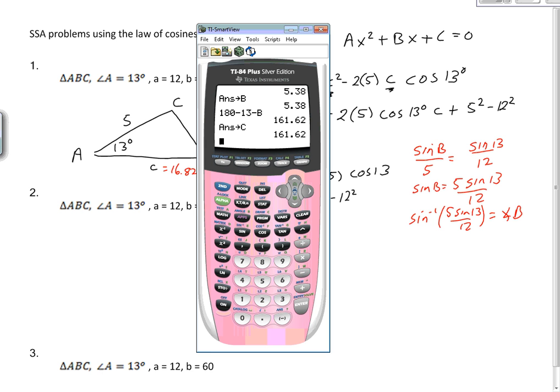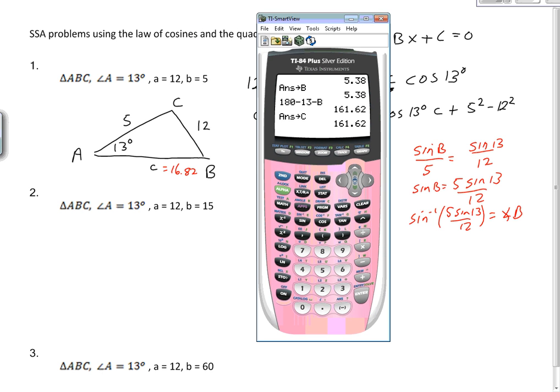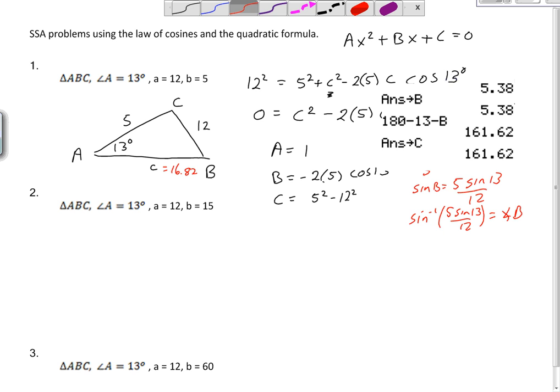Here's one thing that I'd like you all to be doing: solve that, save that over there. I'm going to show you how to check this, that I don't think a lot of students have been doing, but would be a good idea. So this is 5.38 degrees. That's a little angle. That's a really big angle. The smallest angle is across from the smallest side. This middle angle, 13 degrees, is across from the middle side, which is 12. And the biggest angle, 161.62 degrees, is across from the biggest side.